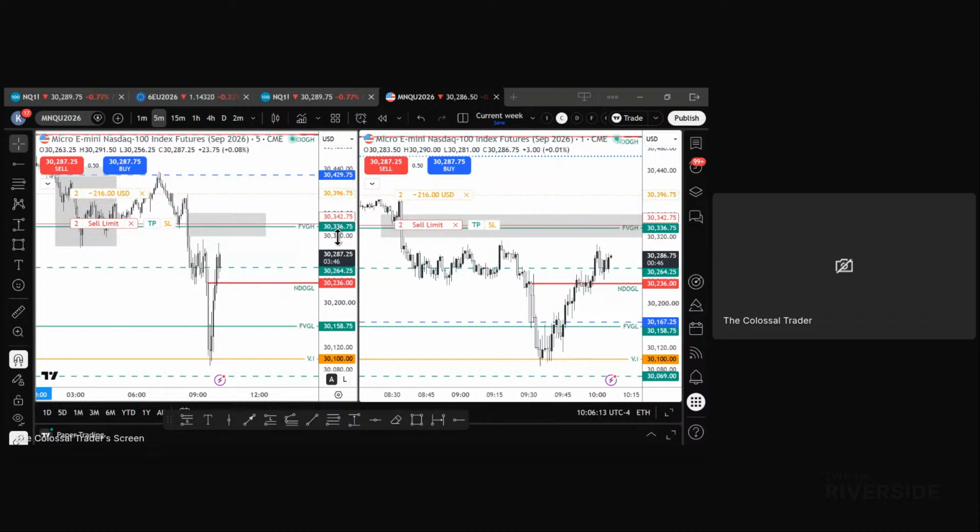Then you only switch sides if your reasoning is invalidated. It might be, well, if price goes beyond this level, then I'm no longer gonna be bearish. I'll turn bullish. And even in that case, you might just want to wait for the next session in order for you to then start executing on that flip of bias.